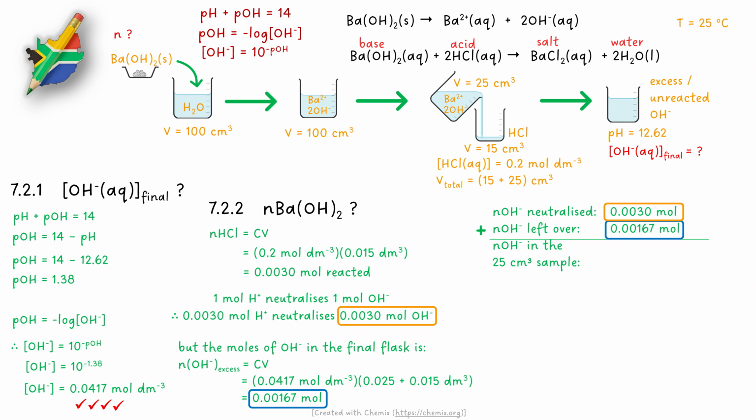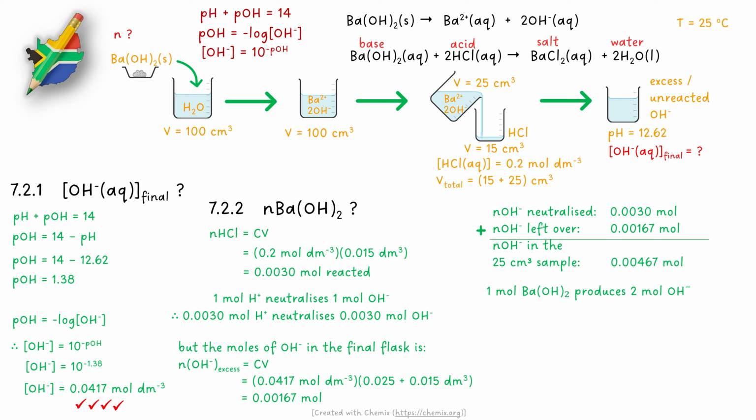Now we can find the total moles of hydroxide ions originally present in the 25 centimeter cubed sample by taking the sum of the moles reacted and the moles left over. And we get 0.00467 moles of hydroxide ions in the 25 centimeter cubed sample.